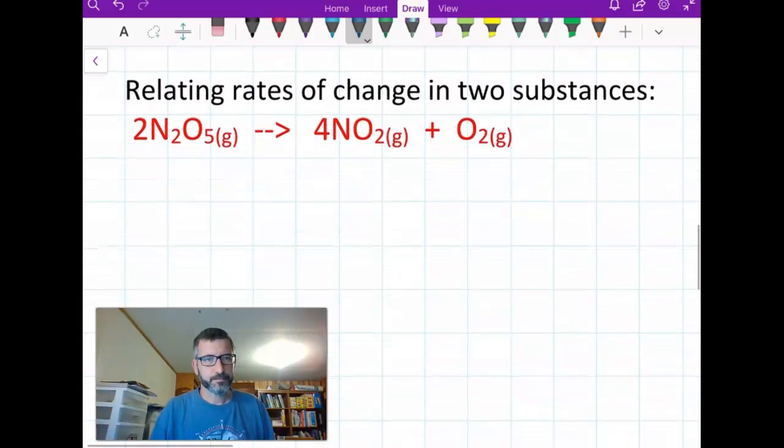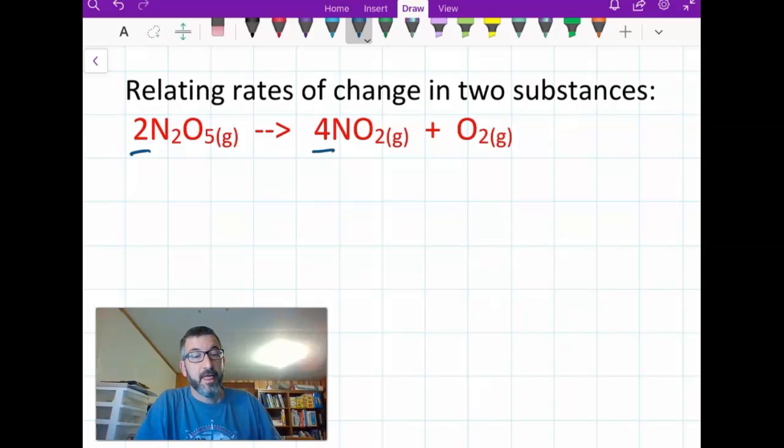Well, it's pretty simple. If I have a coefficient of 2 out in front of N2O5 and a coefficient of, let's say, 4 out in front of NO2, that means I'm going to expect the concentration to change faster for NO2 in a given period of time, or more dramatically, than it will for N2O5. Okay? So the way that this works is I can actually relate the rate of two substances to one another.